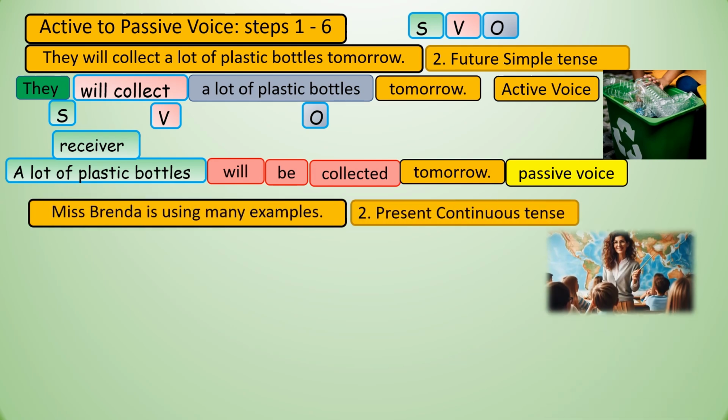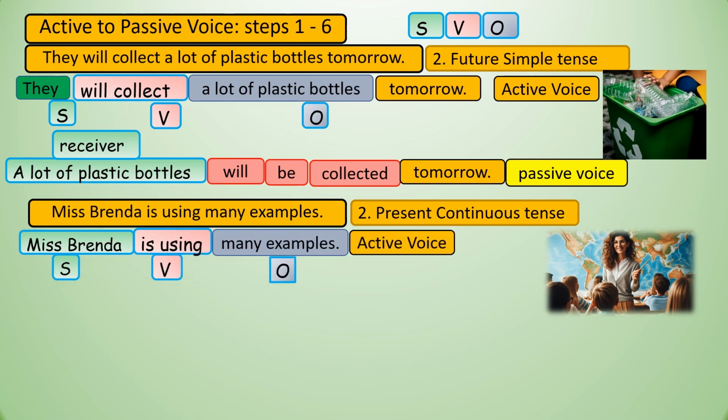Our second example on this slide here is Miss Brenda is using many examples. This time around we're doing present continuous tense. Miss Brenda is using many examples, active voice. So what is our grammatical construction here for the verb? Is using, verb. Who or what is using? Miss Brenda, subject. Miss Brenda is using who or what? Many examples, object, active voice.